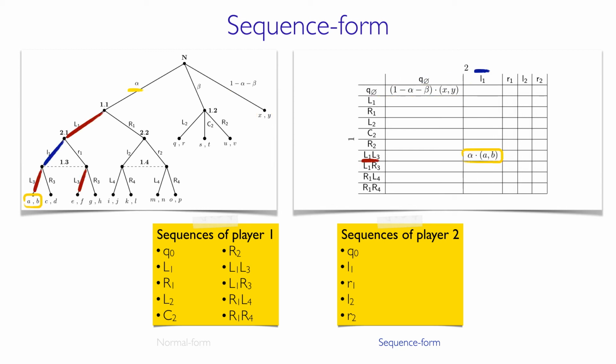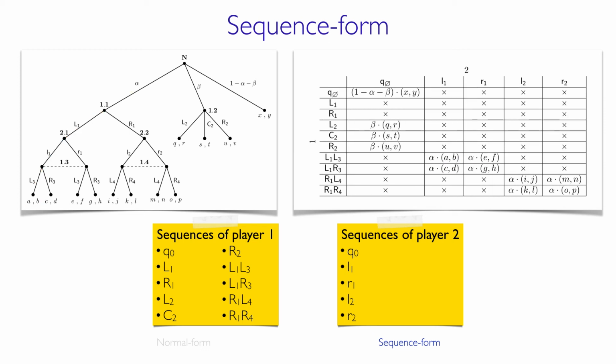Here, player 1 plays sequence L1, L3, and player 2 plays sequence L1. The two sequences define the outcome with payoffs AB, which is reached with probability alpha as an effect of nature. These are the complete payoff matrices of the sequence form, which you can build as an exercise.